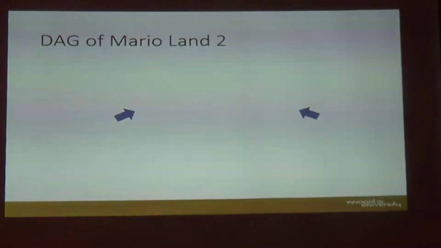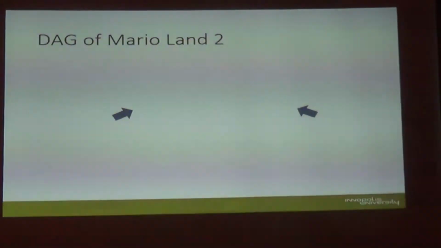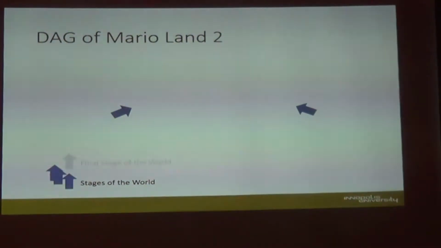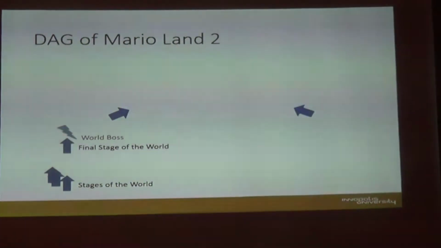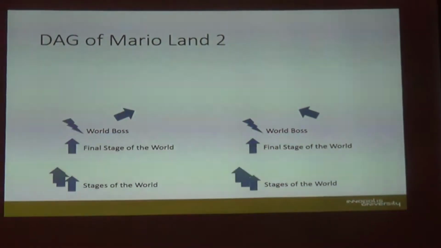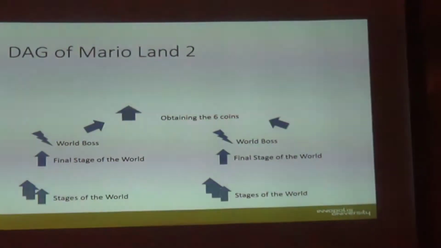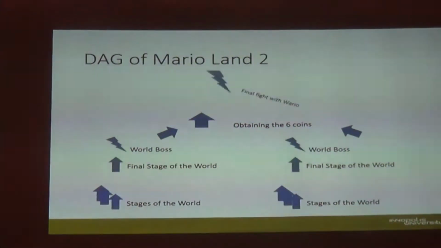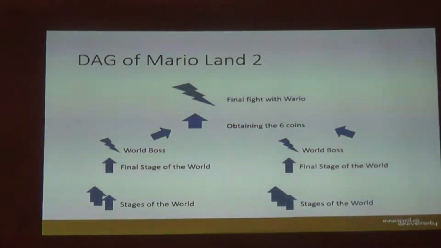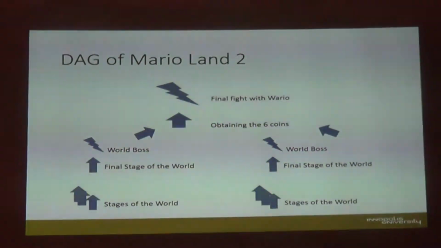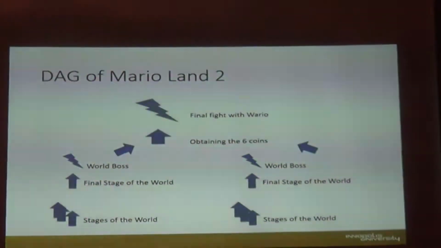So now I create a directed acyclic graph backwards through it. I have the stages of the world, the final stage of the world boss. I have that in multiple different stages, and all of those flow to obtaining the 6 golden coins, and then the final fight with Wario. So these are my achievables, these are my levels that I have to create in our game path.